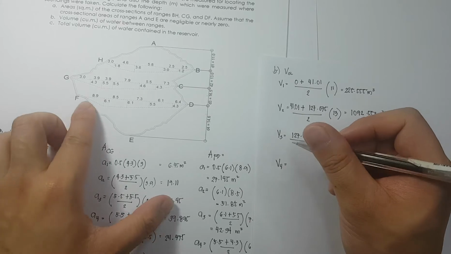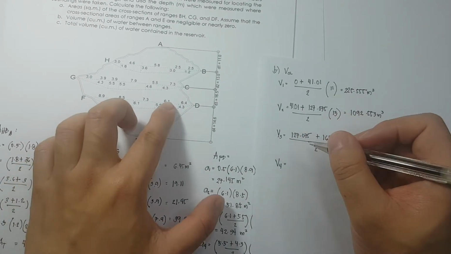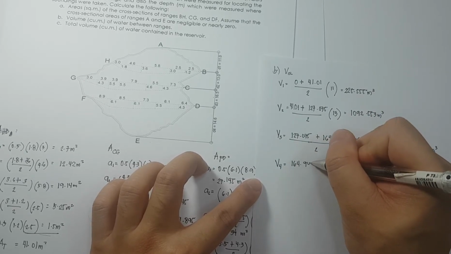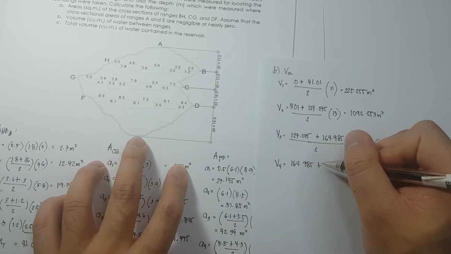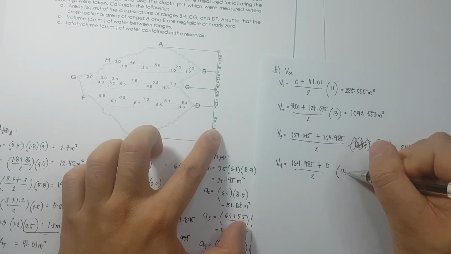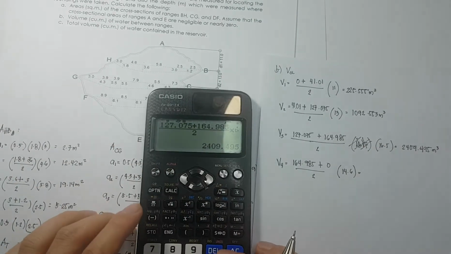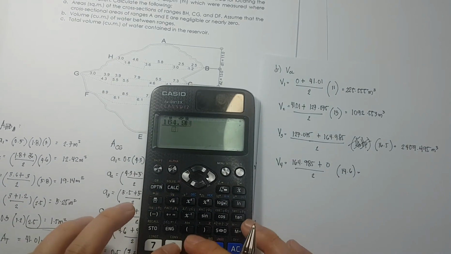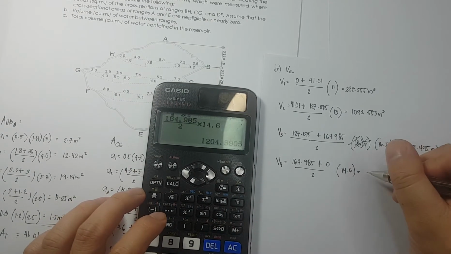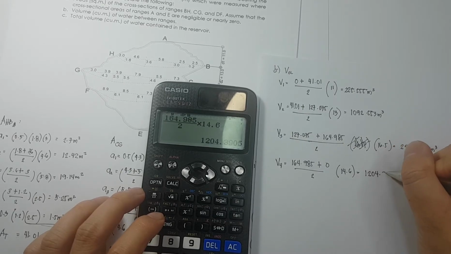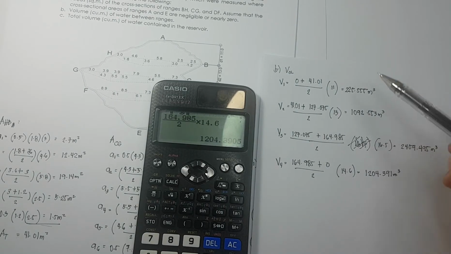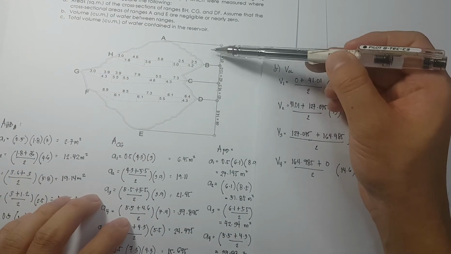Next would be volume number 4. So volume number 4 is the area here plus the area here. So that is equivalent to 164.985 plus the area here at E, so that is 0, divided by 2 times the span or the length of 14.6, and that is equivalent to 164.985 divided by 2 times 14.6. That is 1,204.391 cubic meters. Okay, so that is the volume. This is the volume in between ranges.